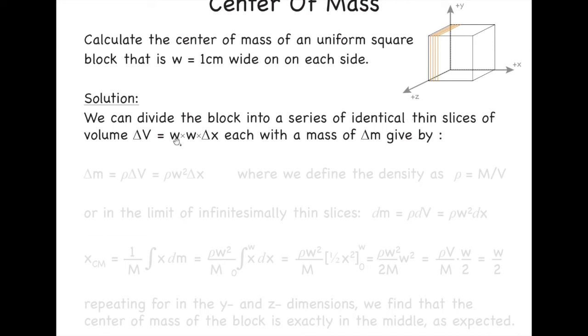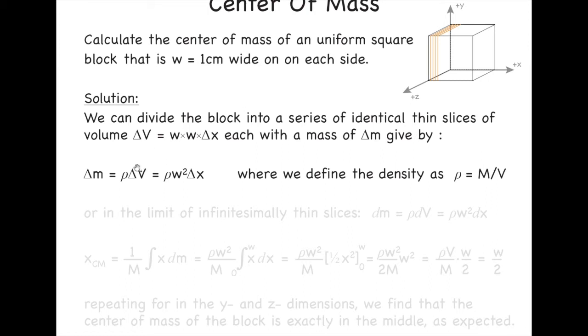Each slice has a volume that is the total width, right? Because this is W, so that's a square, and it's going to have a thickness of delta x. So I'm going to take one slice here, delta x, another delta x, another delta x, another delta x, cut up into tiny little slices, and each of those slices will have a mass, which we'll just say is a delta m. What is delta m?